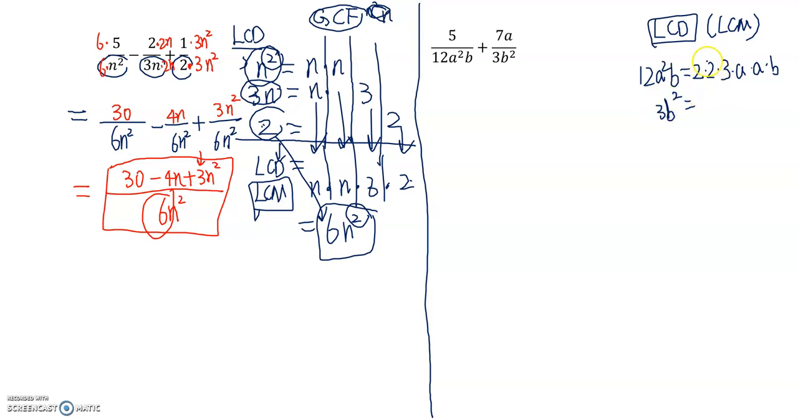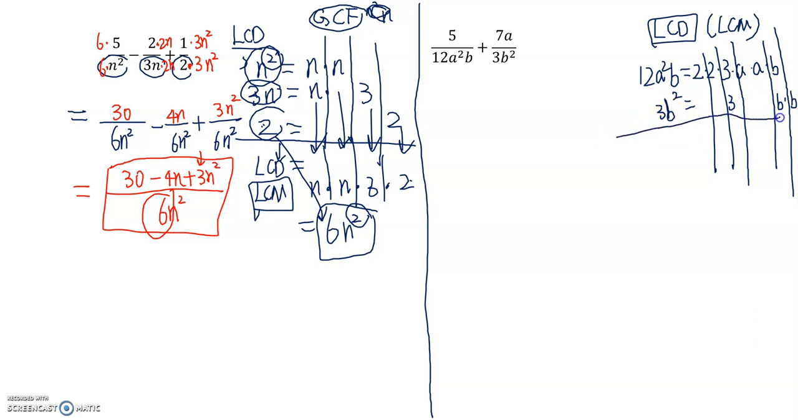And next we can break down 3b squared. 3 cannot be factored any further, so we line up a 3 with the 3 we have. B squared can be broken down as b times b. Lining up the first b, we create a new column for the second b. So for the LCD, we bring down one number or variable from each column. Now we have 2 times 2 times 3, which is 12, a times a, which is a squared, b times b squared. So that's the LCD. In this case, it's 12a squared b.